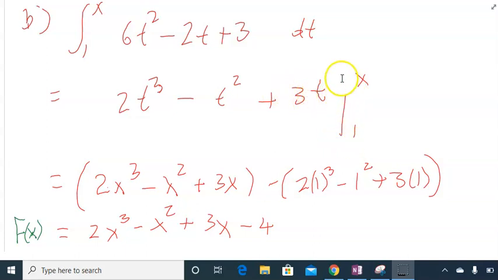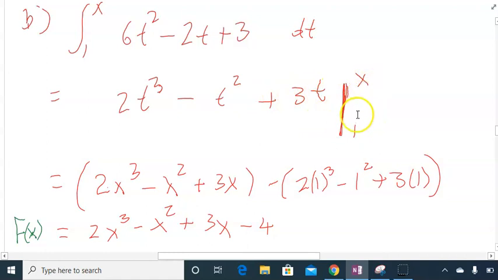On the right side, you draw a straight line down, and then you put your x at the top, and that x is your upper limit. It's not an exponent, it's just your upper limit. At the bottom, you have your 1, which is your lower limit of integration. Then we evaluate: the function 2t cubed minus t squared plus 3t evaluated at x, and from that we subtract 2t cubed minus t squared plus 3t evaluated at 1.